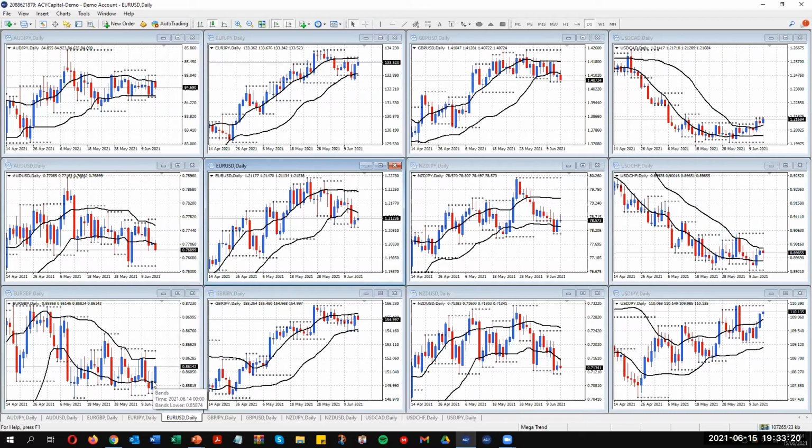Closing on the bands for the euro pound, within the bands on the euro yen. It's closed below the bands on the euro dollar. On the pound yen, it's within the bands. And yesterday we just closed below the pound. So theoretically, yes, it is now in a mega trend down. Only just, but it is.